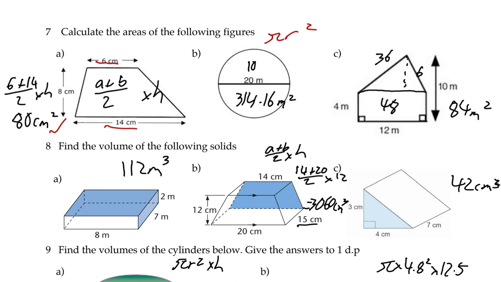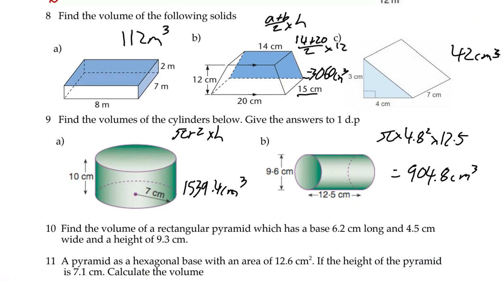Next one, you just do a line here like I did to separate it into two different shapes. You've got 4 by 12, which gives you 48, and then you've got half base times height for your triangle. Half of 12 is 6 times your height of 6. 6 times 6 is 36. You get 36 and 48, add them together, you get 84 meters squared.